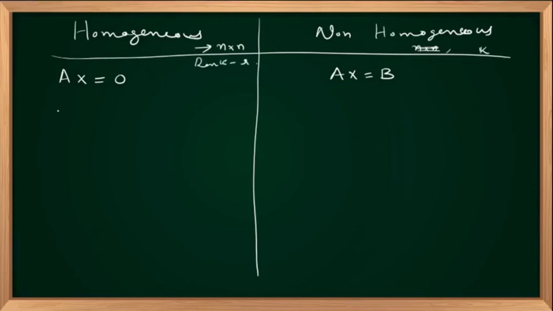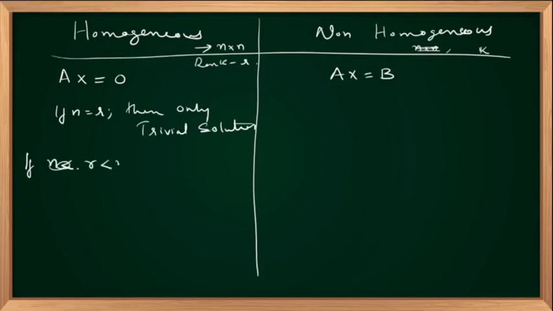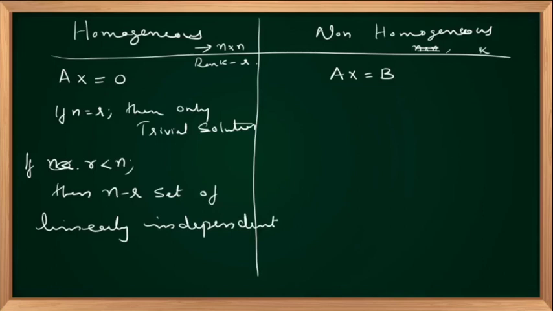Now if this is an n by n matrix and the rank is r: if n equals r, then only the trivial solution. Otherwise, if r is less than n, then there will be n minus r sets of linearly independent solutions. Each set will have an infinite number of solutions. That is what I have explained.